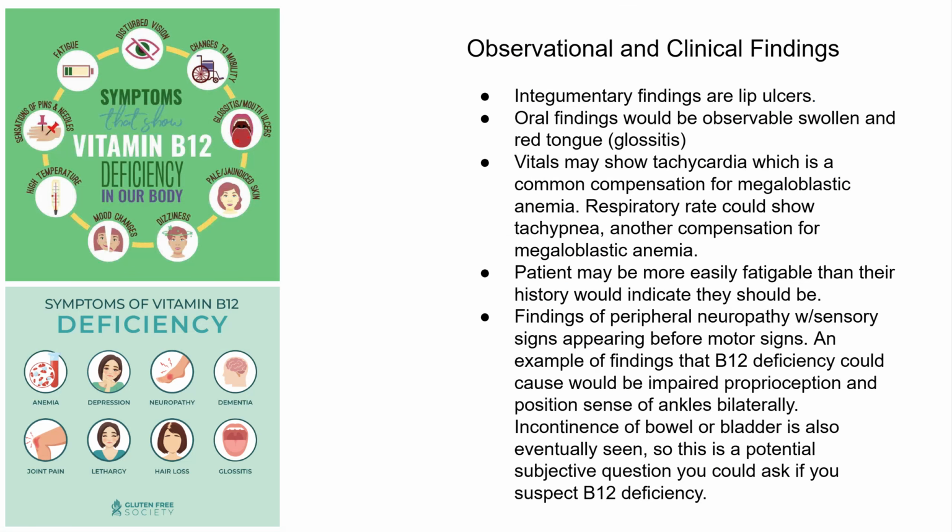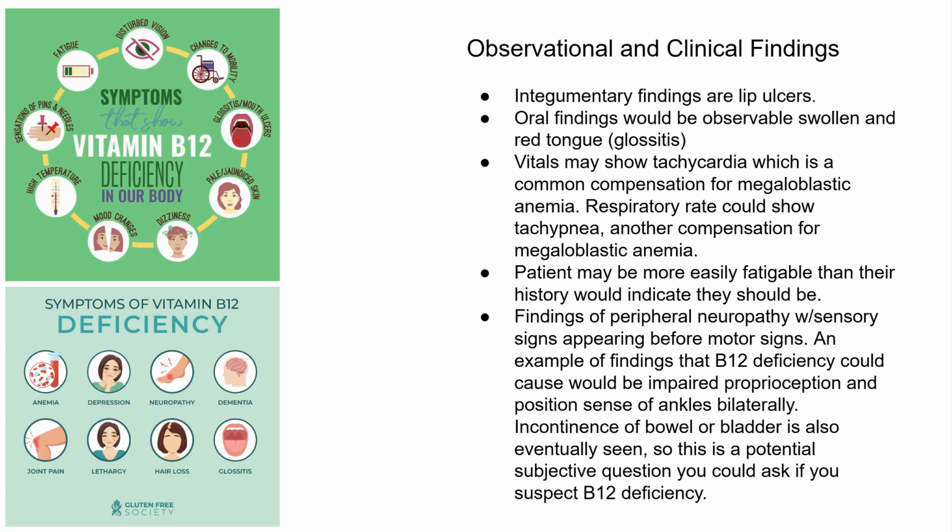For clinical exam in the integumentary system, findings would be lip ulcers, and oral findings would be a swollen and red tongue, aka glossitis. Vitals may show tachycardia, which is a common compensation for megaloblastic anemia. Respiratory rate could show tachypnea, which is another compensation for megaloblastic anemia. Note the patient may be more easily fatigable than their history would indicate they should be. And that really is a patient specific statement, but it's something to consider.